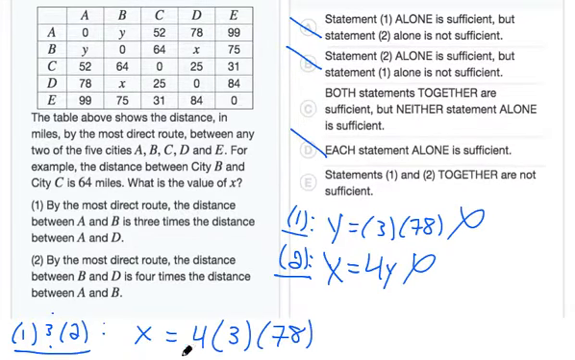And we could multiply this out if we wanted to find a numeric value, but we know that we can find the value of x, and that's what's important here. So we would be able to actually find a value for x. That means that together these statements are sufficient. So if we take a look at our answer choices, we can eliminate answer choice E, and the final answer choice would be answer choice C, because both statements together are sufficient, but neither statement alone is sufficient.